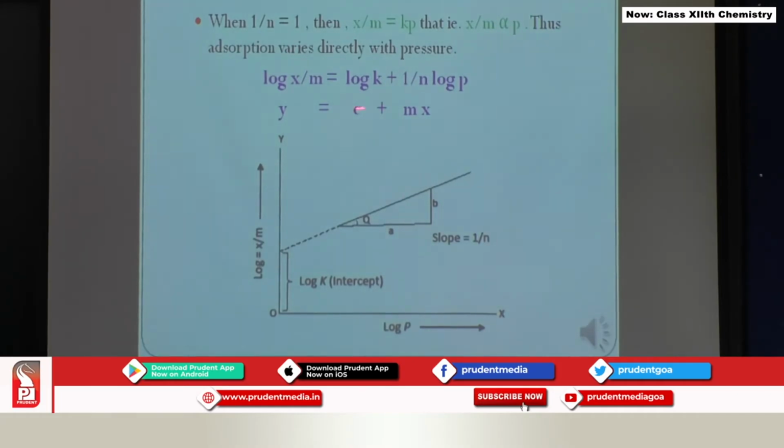So, the earlier relationship, applying logs to the Freundlich adsorption isotherm, we are getting an equation of the type y is equal to mx plus c. If you plot log of x by m against log of p, we are getting a straight line which can be extrapolated on the y axis to get an intercept, and this intercept is nothing but log of k. So, from this graph we can find out what is the value of n or 1 by n and what is the value of k for a given adsorption at a given temperature.